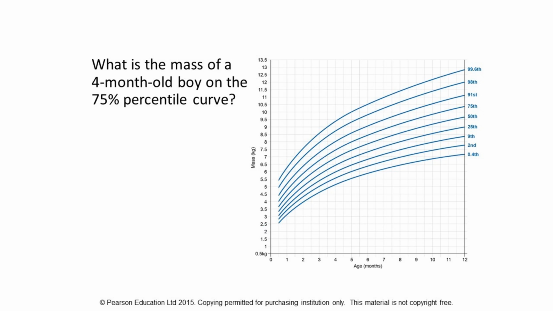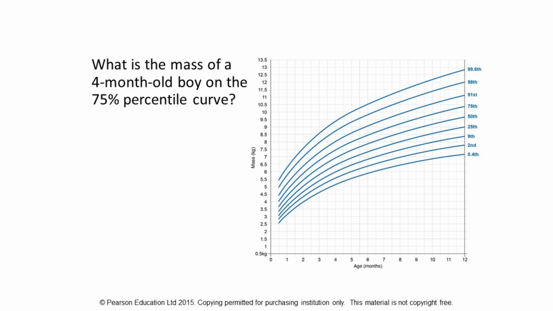So here's an example of an exam question using growth charts. This question is asking you to find the mass of a 4-month-old boy on the 75th percentile curve. Now, in order to do this successfully, the first thing you're going to need to do is ignore every curve on that graph apart from the 75th percentile curve. So find the 75th percentile curve, and that blue line is the line we're going to use to find our answer.